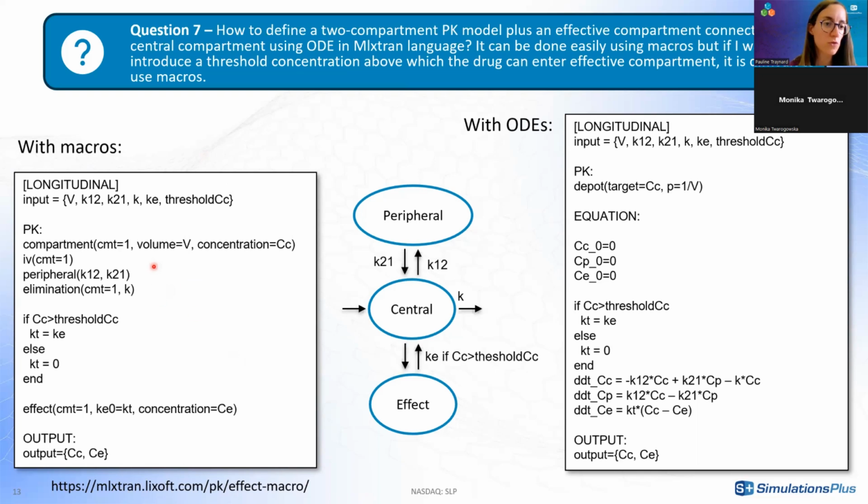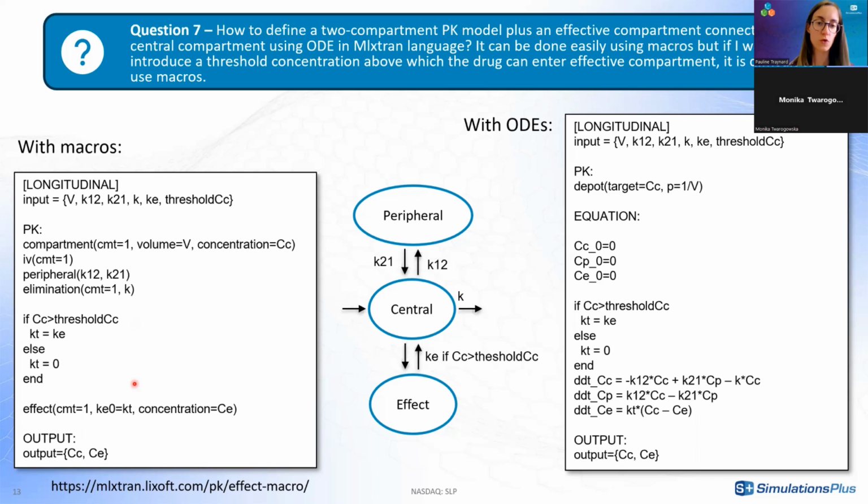So again, you would have the usual PK macros to define the central compartment, compartment 1, the administration and elimination, and the peripheral compartment. And then you can use the effect macro to define the concentration in the effect compartment, CE, with the transfer rate KT. And this effect macro is documented on this page here. And then the transfer rate can be applied conditionally to the threshold on CC with an if-else statement that you can see here. And this would work.